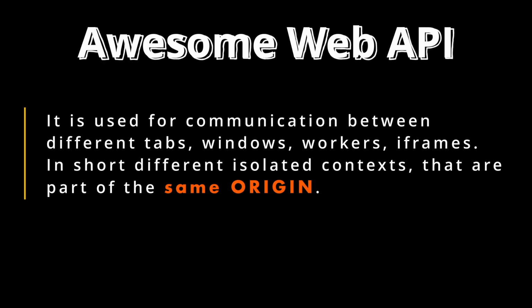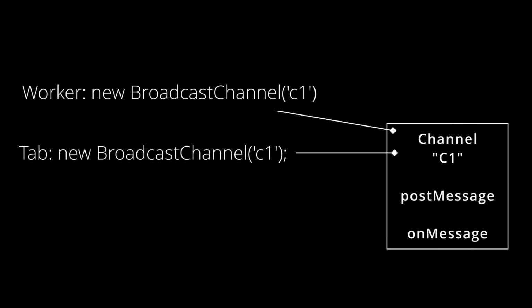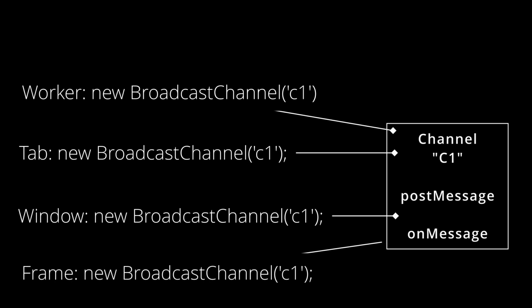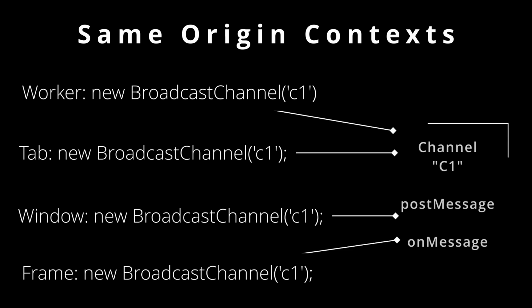Let's take a look at it. If you guys haven't used it, it's time that you did. It's an awesome web API that is created to handle situations like the above. To add to that, it can be used for communication between different isolated contexts, as I mentioned before, for example iframes, tabs, even windows. But all the contexts should share the same origin.